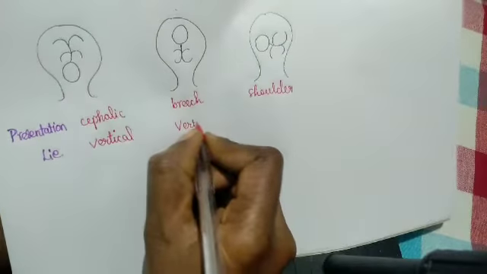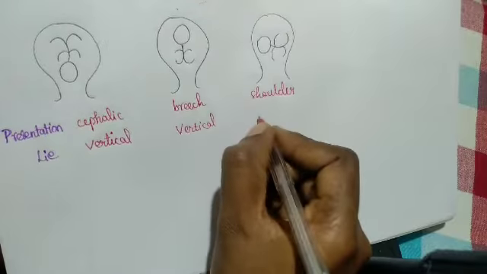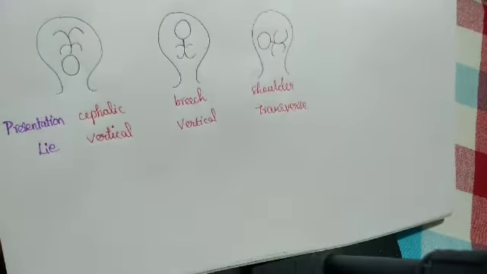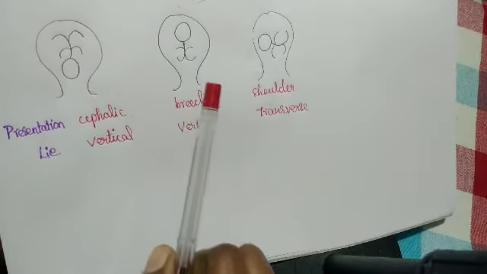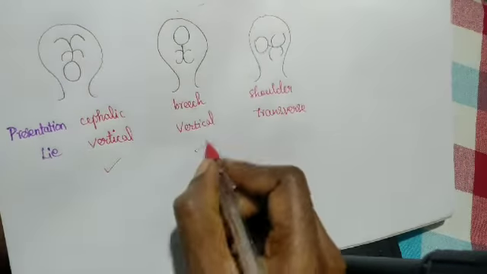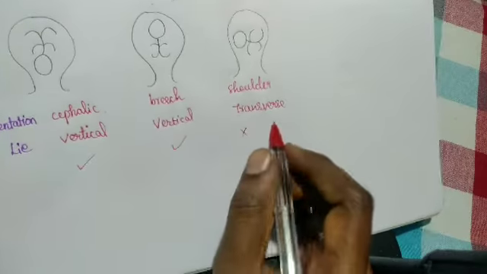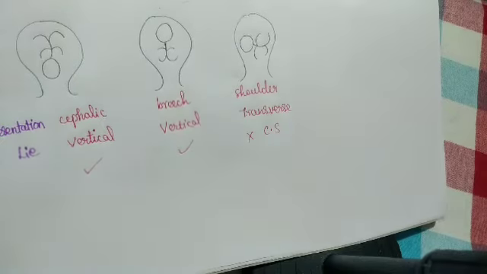This one is also vertical. And this shoulder presentation is transverse lie. This one will deliver and this one will also deliver. And this one, shoulder presentation, transverse lie, should be managed by cesarean section.